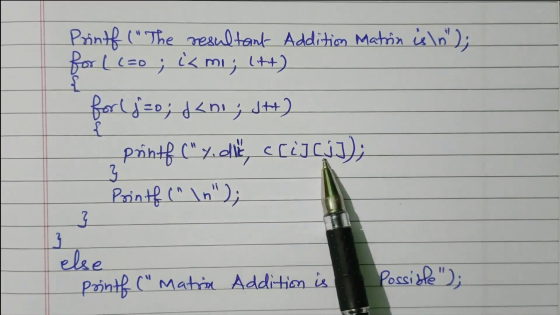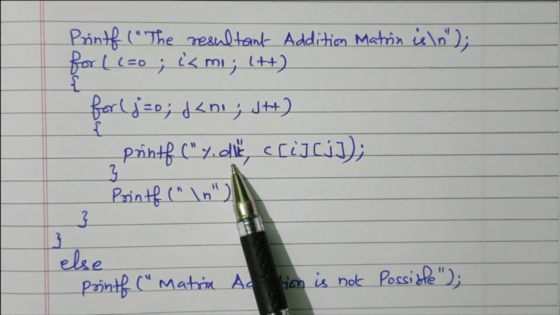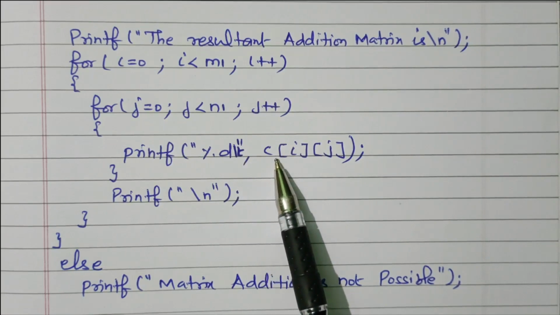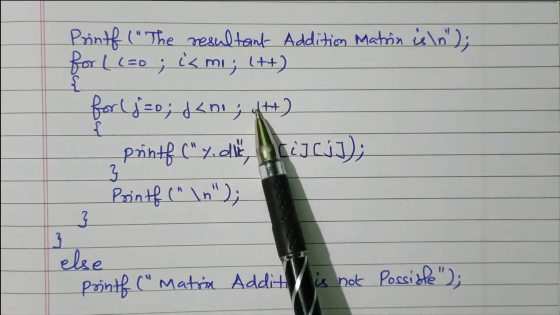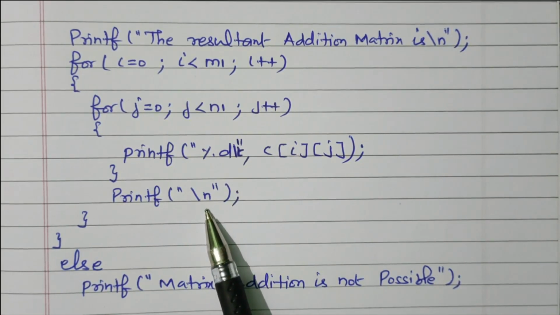Here it will print C of 0, 0. We are using \t, so after printing the first element a tab space will be given. After printing this first row, the inner loop is terminated. Here \n, so the second row will be printed in the next line.